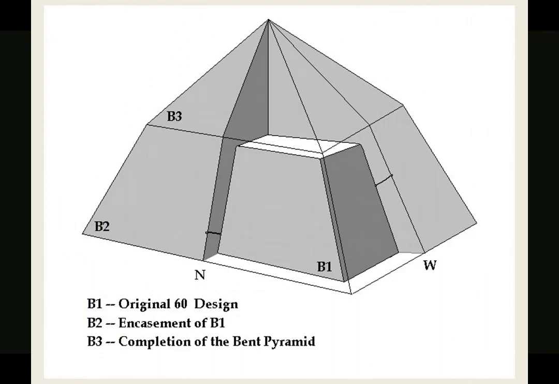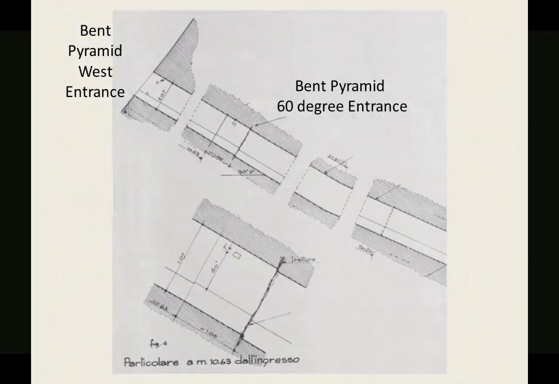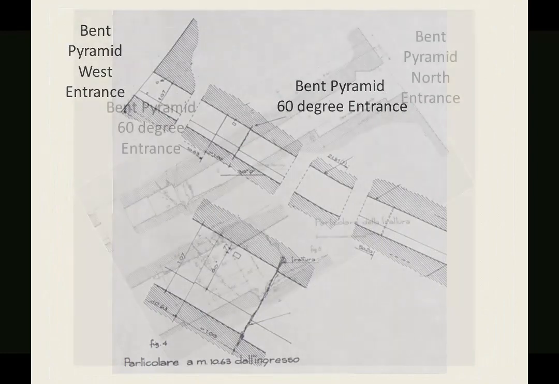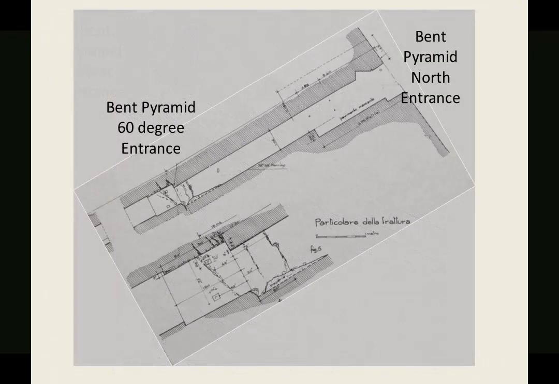And for our purposes, the original structure, called B1, below the bend, the 57-degree structure, calling it B2, and then above the bend, B3. We have the original western entrance, and we have the current western entrance, the original northern entrance, and the finished northern entrance.